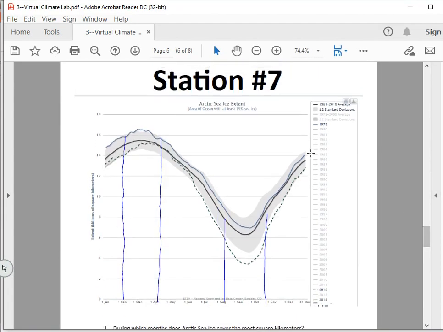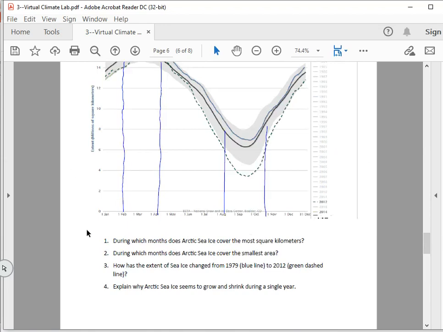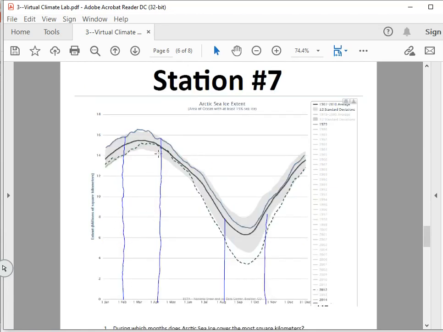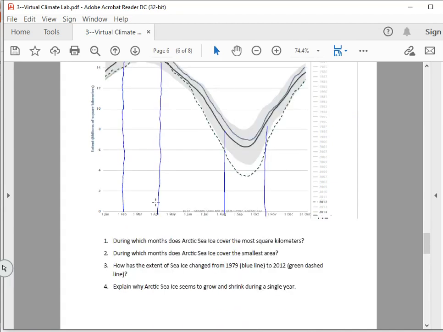7 here. So 7 was looking at Arctic sea ice and the extent of it, and specifically comparing a couple of them. We looked at this before. During which months does the Arctic sea ice cover the most square kilometers? So I'm looking at this first, kind of the blue marks that I've made here. So we have, from February to April, about is when the most of the sea ice is there. If you want to say January to May, that's okay too. It's just something where along the course of these months here is fine.